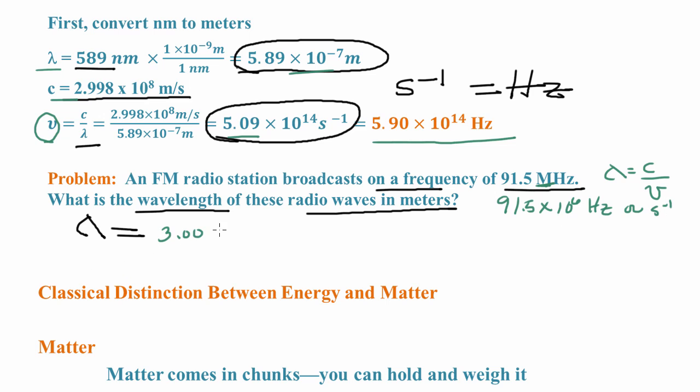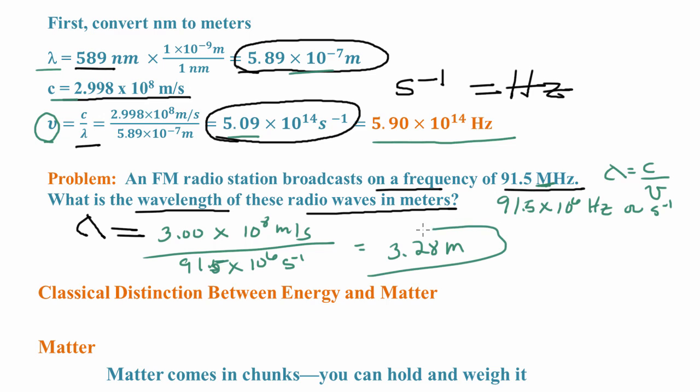So we're all set to go. We have 3.00 times 10 to the 8th meters per second divided by that frequency, 91.5 times 10 to the 6th reciprocal seconds, and our wavelength is 3.28 meters. So now you know how you can use this. If you know the wavelength, you can determine the frequency, and vice versa.